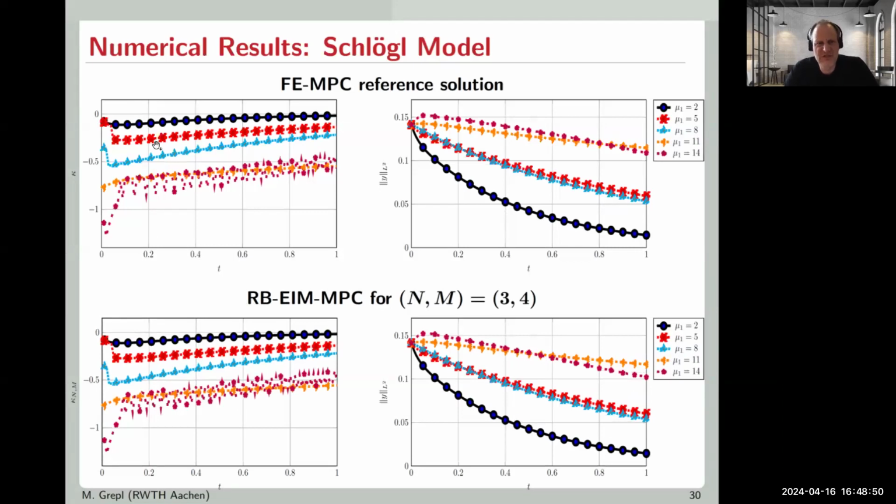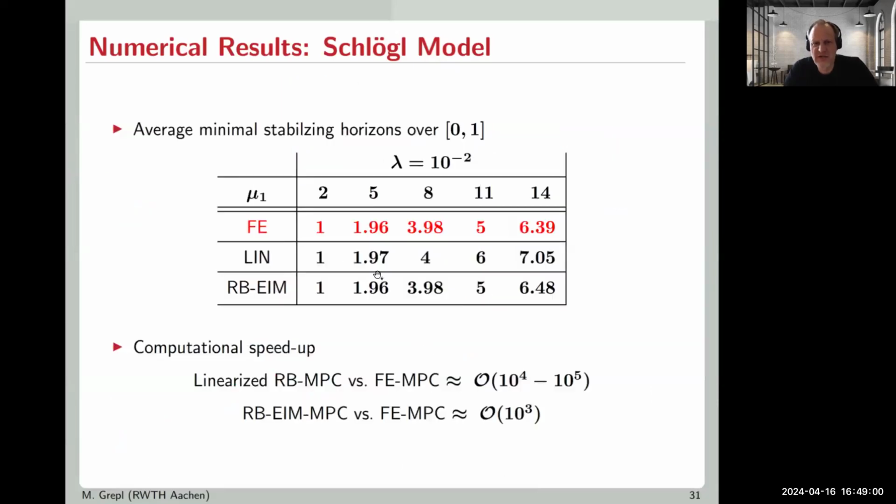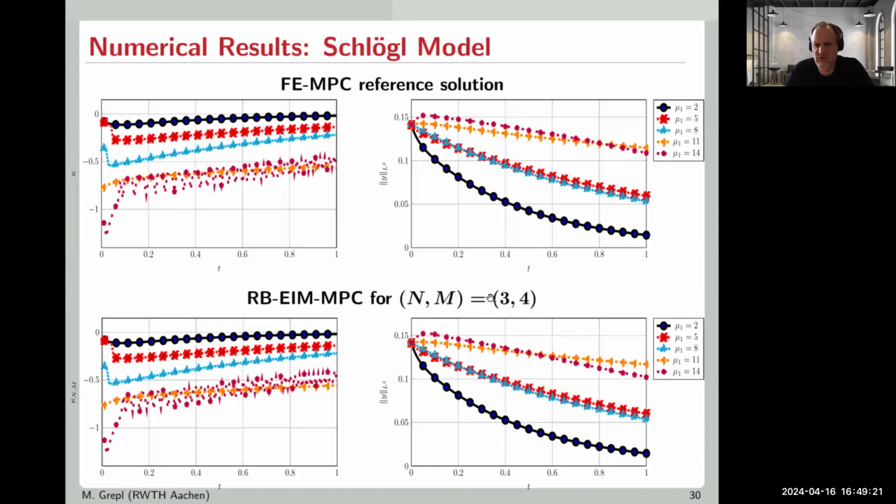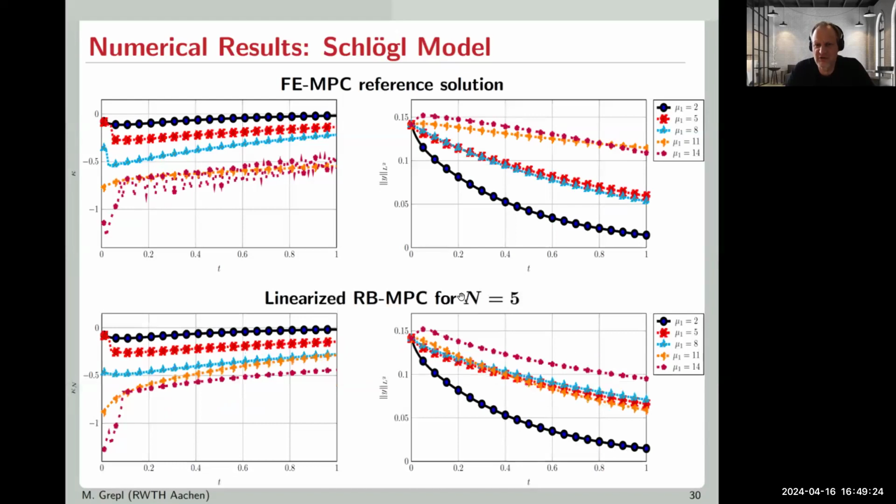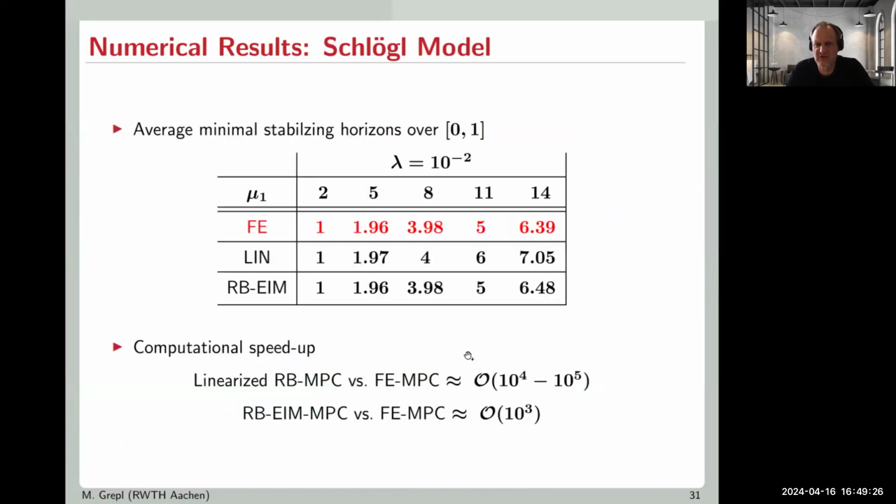For the second approach, we see that visually the results are closer to the FE approach, but they also stabilize the system for all parameters considered. Here are, again, the minimal stabilizing horizons: on top in red, the FE ones, then the linearized ones, and the lowest row is the RB-EIM ones. We can see that the linearized ones are slightly more conservative than the RB-EIM. This is again for the values of n and m that we just saw in the plot, so n equals 5 and n, m equals 3, 4.